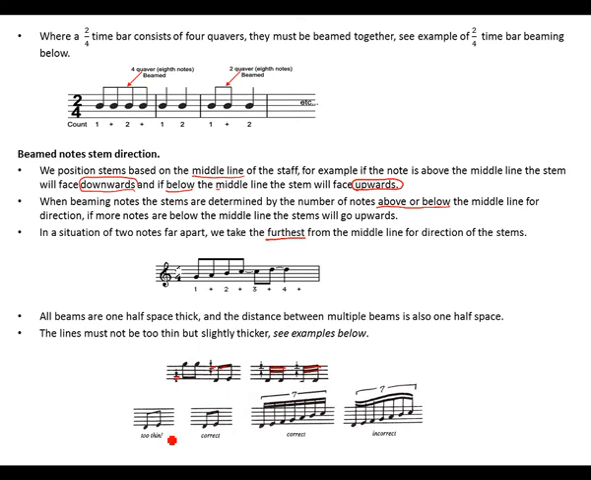This is too thin. Incorrect. Correct one, one half space thick. Still correct. This is incorrect. The lines must be straight.